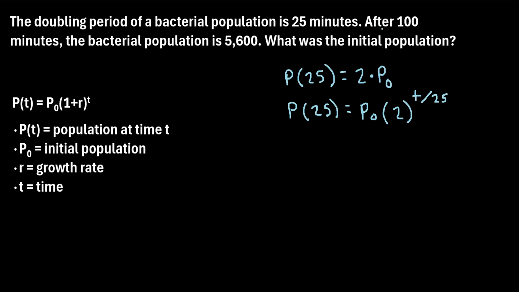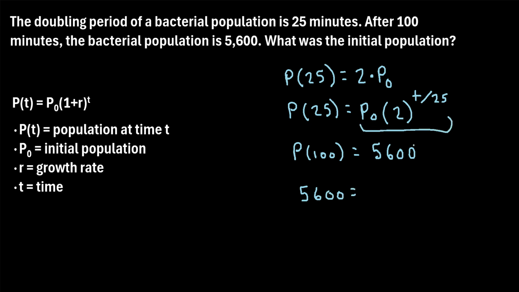Okay, here's what else we know. After 100 minutes, the population is 5,600. So at p of 100, we're at a population of 5,600. So what we can say is that 5,600, if we want to write it in this format right here, is equal to p sub 0 times 2 to the power of t. Now t in this case is 100. That's how many minutes we're at. So 100 divided by 25. So now that we have this formula, we can solve for p sub 0, the initial population.